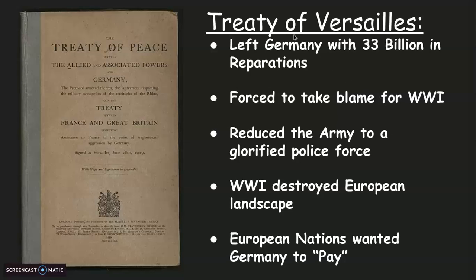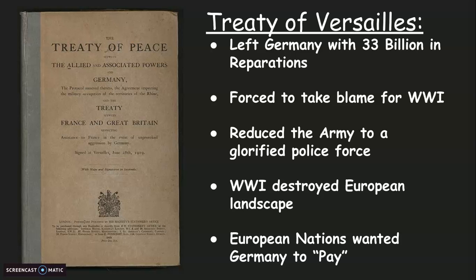And here it is, the Treaty of Versailles. If you remember correctly, the Treaty of Versailles ended World War I. It left Germany with $33 billion in reparations. It's about $440 billion today. And I believe they just finished paying it off in 2010.